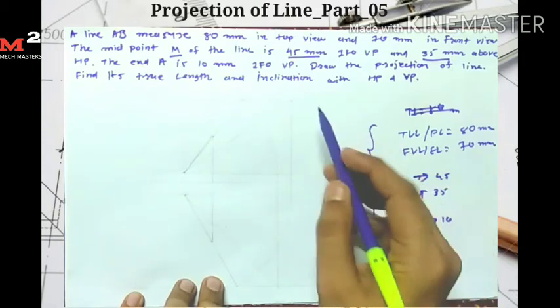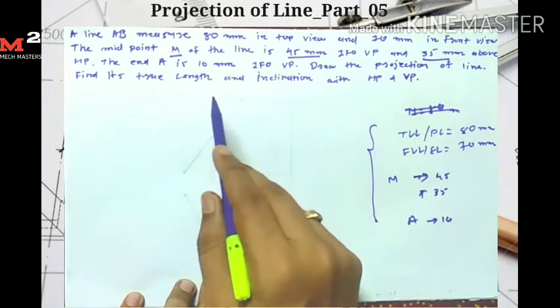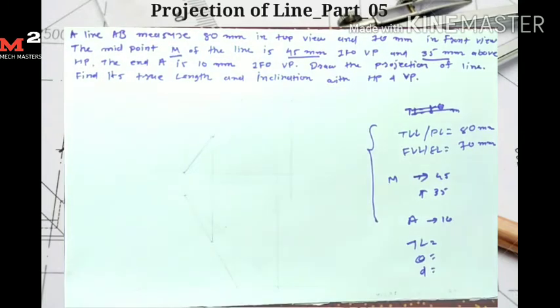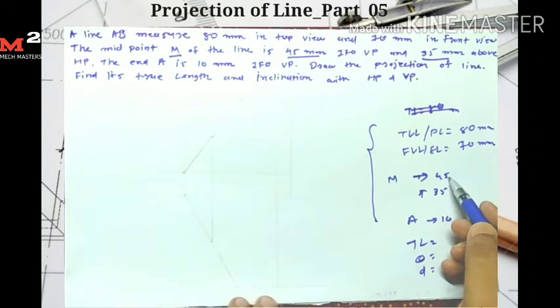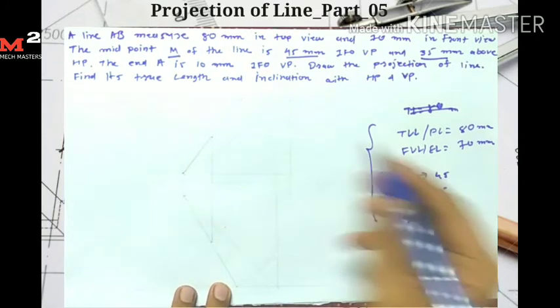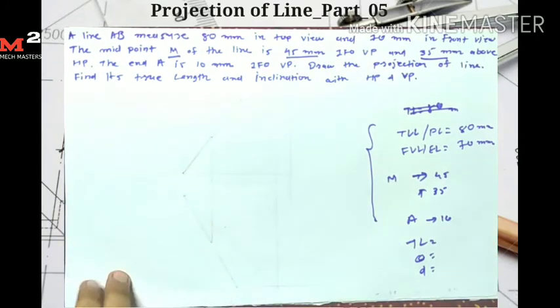Okay, we are required to draw the projections of the line and find the true length and inclinations with HP and VP. So we need to find the true length, then theta and phi. Here in this question, a condition for the midpoint is given. The midpoint is 35 mm above HP. Okay, so from here first I draw the reference line.